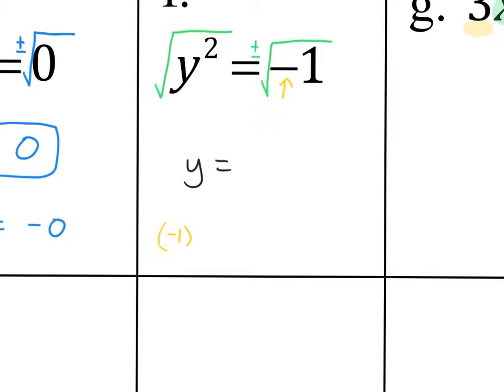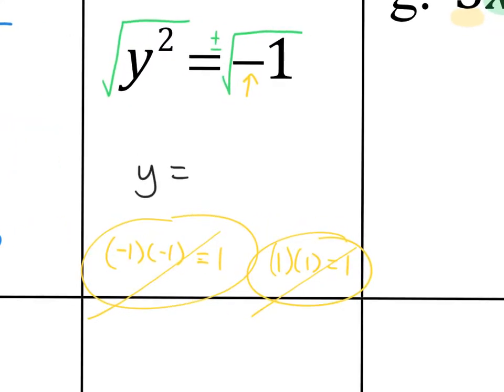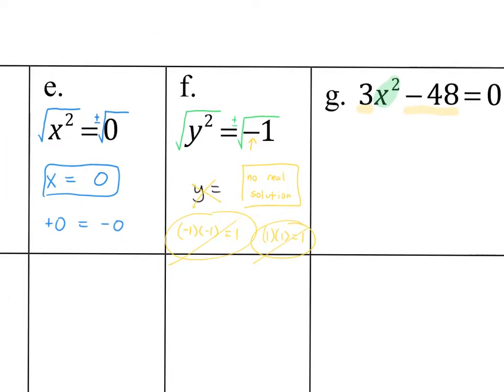Well, let's see. Negative 1 times negative 1 is positive 1. So that's not it. 1 times 1 is positive. That's not it. So if it's neither positive nor negative, then what is it? And the answer is no real solution. In fact, don't circle the y equals. Only circle the no real solution part. Because the y equals, there isn't a solution in the system that we've looked at here in Algebra 1.